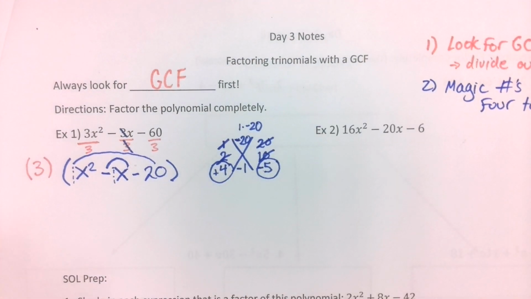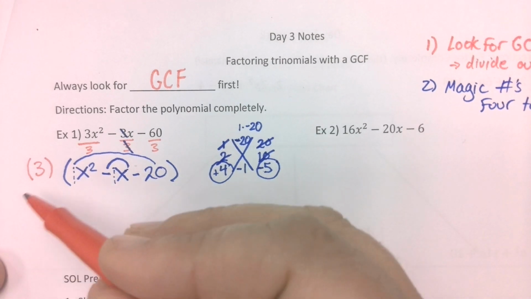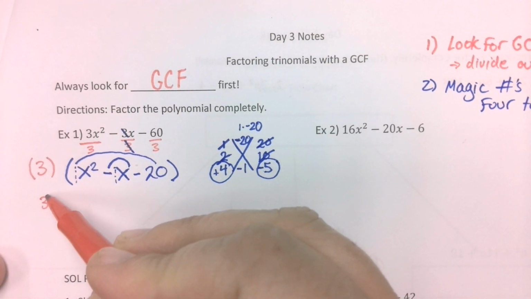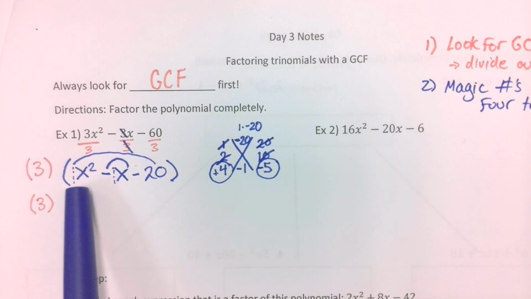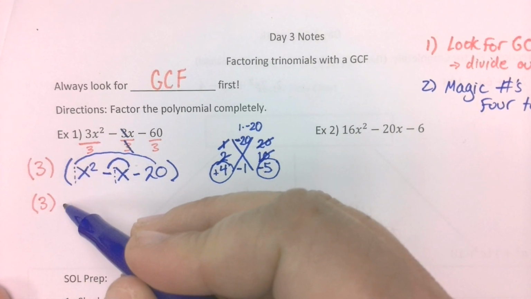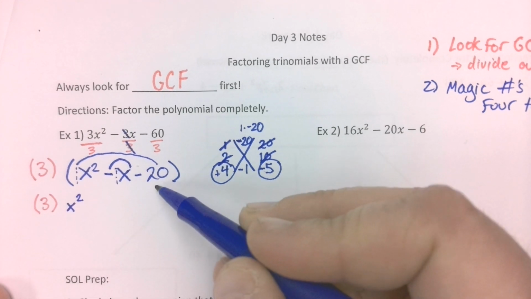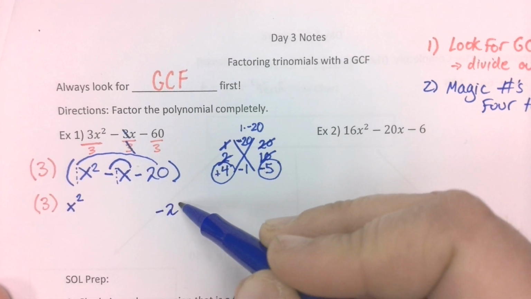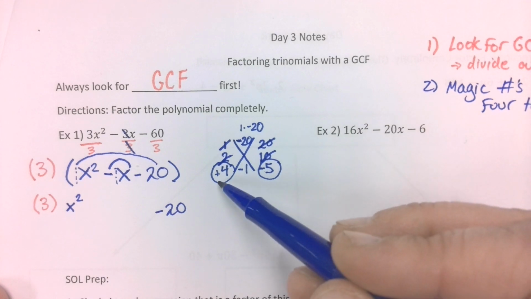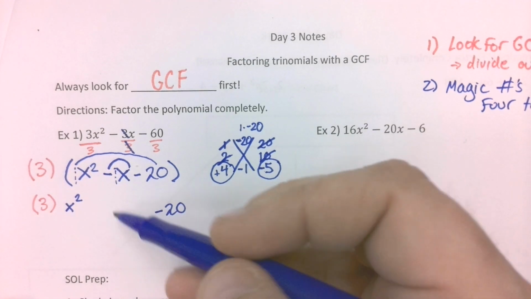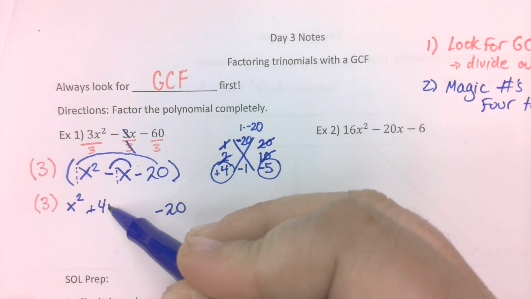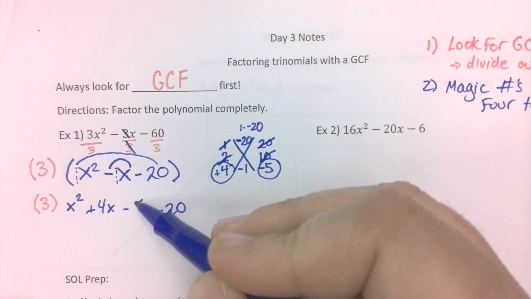So I'm going to bring down to the next line, and I'm going to keep this 3 with it because it's part of our factor now. I'm just working inside the blue. I keep the first term. I keep my last term with its sign of negative 20. And then I'm going to break this up. This minus 1x becomes plus 4x and minus 5x.